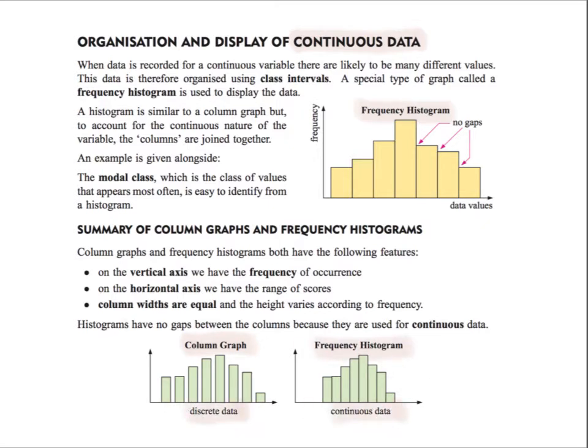A column graph uses discrete data and the columns are separated, whereas a frequency histogram uses continuous data and our class intervals are connected to each other, and there's no spaces in between the bars. Between column graphs and frequency graphs, the vertical axis labels the frequency, and the horizontal axis is the range of scores. On a frequency table, this is the class intervals, and our column widths are always equal to each other, and our height is determined by a frequency.